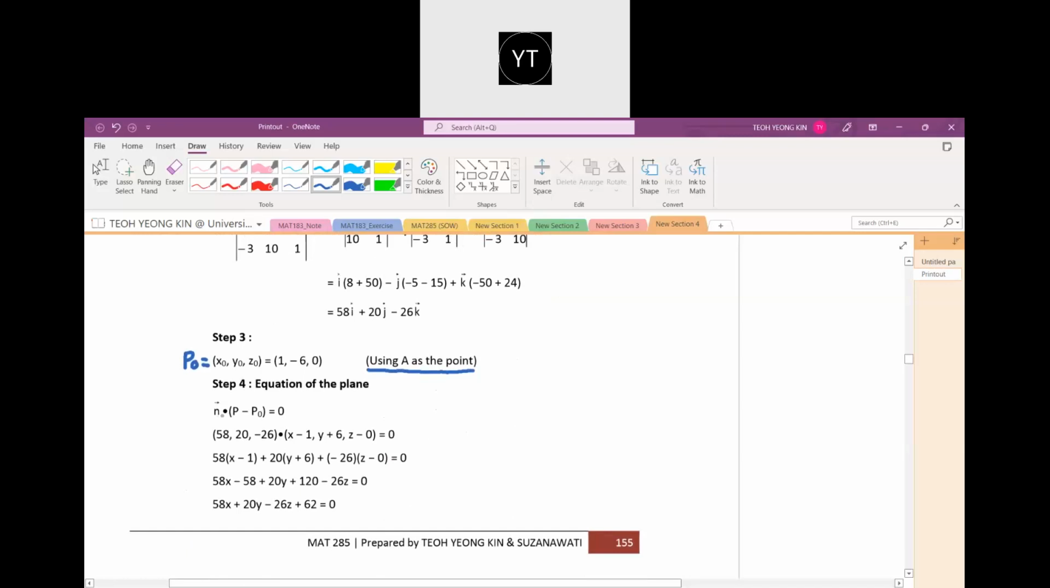So by using this formula, the dot product of the normal vector, which is 58, 20, and negative 26, with x minus 1, y minus negative 6, so that's why here it is y plus 6, and then z minus 0 is equal to 0. And then from here, we can get the equation. Actually, this one you can simplify by dividing by 2.